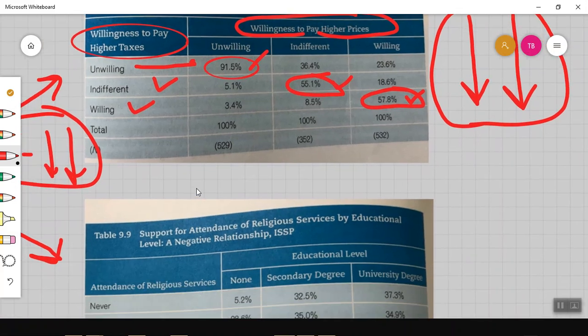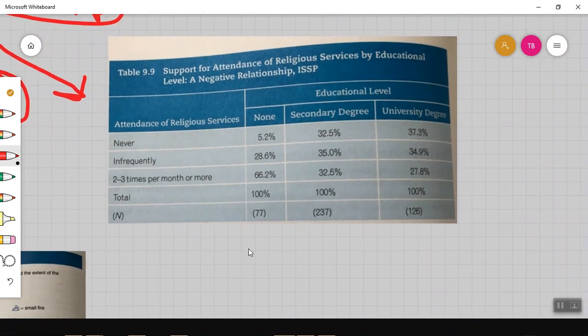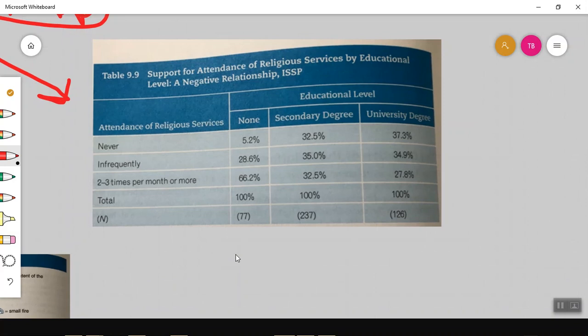Okay. So similarly, here's an example of a negative relationship. So this one, they're looking at two different things, the bivariate, and this one is attendance of religious services and education level. So basically what they're trying to see is, as someone gets more education, what does their attendance to church look like? If you start looking here, let's look at this top one. So someone who never attends religious service and has no degree is 5%. Let's look a little bit further.